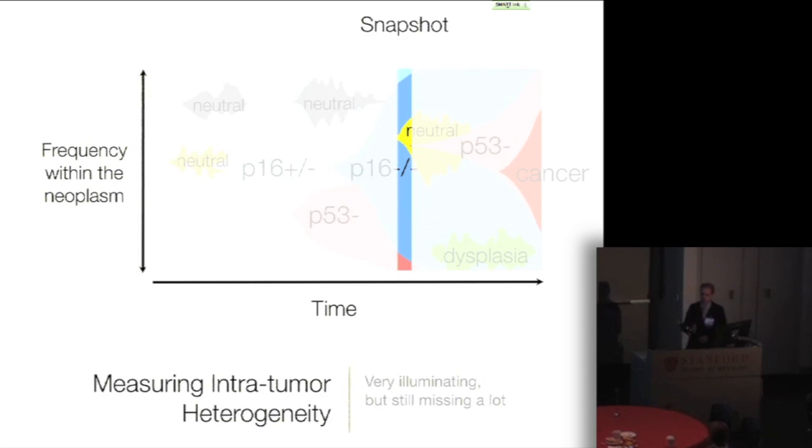We're looking at the heterogeneity in a tumor at a single time point, right? And it's very illuminating, right? You can't understand what's happening without understanding the interactions and the complexity of the different clones that are in there. But it's still only a small part of the picture. That is, we're not seeing how it's changing over time.